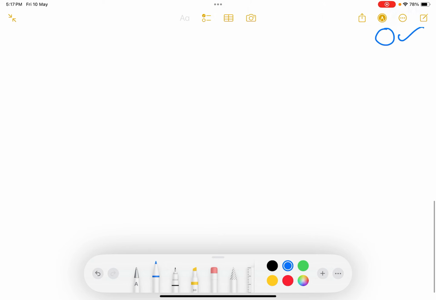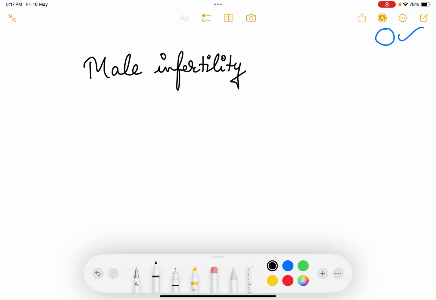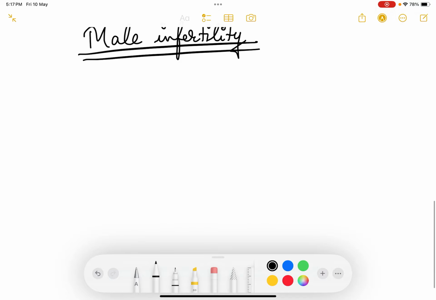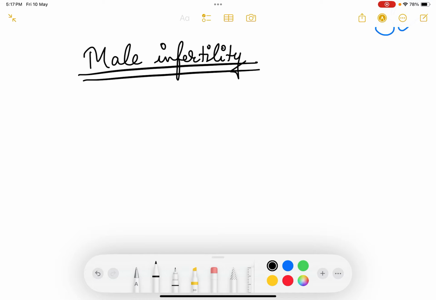Now today let us discuss in much detail the male infertility. We'll consider male infertility first. If male infertility is done and we have time today, then we will go towards female infertility. So in male infertility, always remember how the semen and sperms are produced.